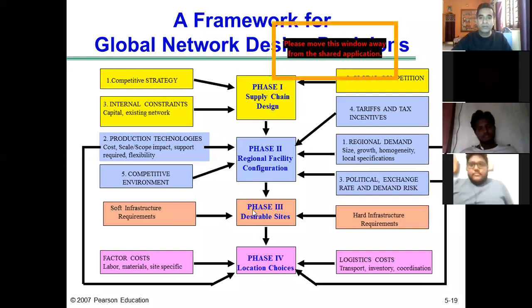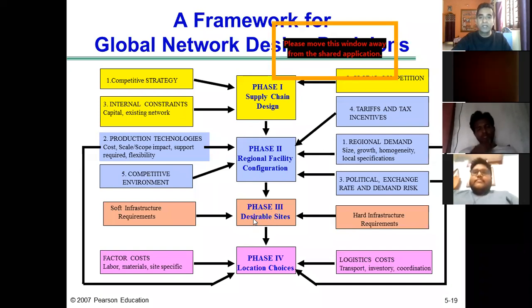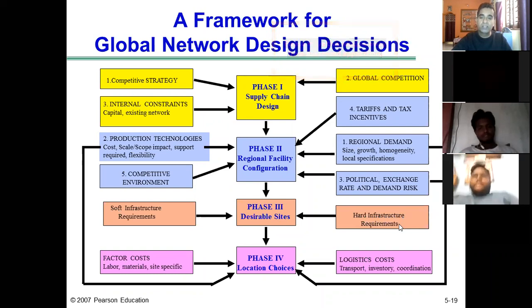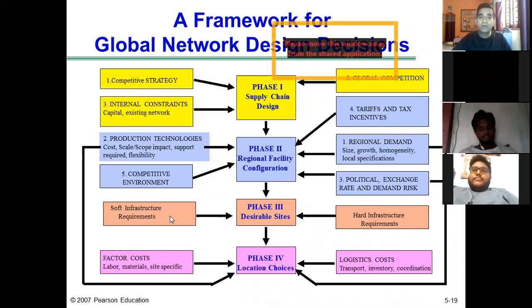After this evaluation in phase 3, the company needs to identify the desirable sites in which it is planning to start its facilities. A facility may be a manufacturing unit or a distribution center or warehouse. So it needs to know the hard infrastructure required, for example, water, electricity, road connectivity, and so on. Soft infrastructure requirements are a skilled workforce and technology required, if any. Those sites that provide better hard and soft infrastructure will definitely be considered by the company.